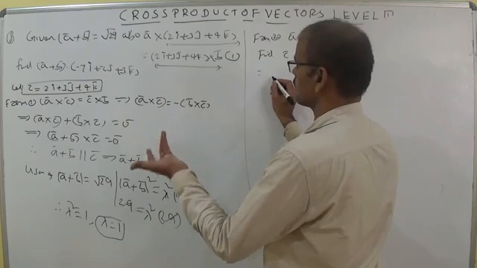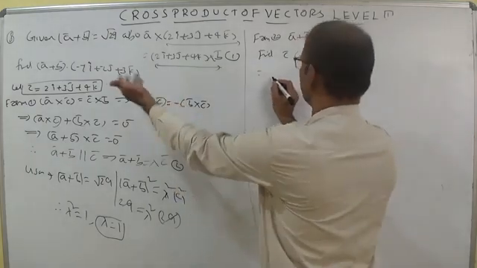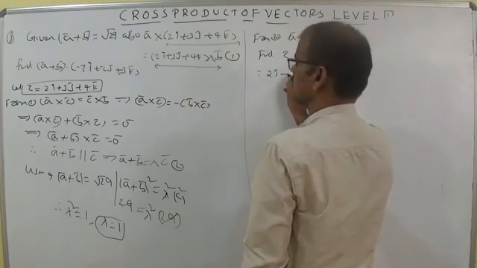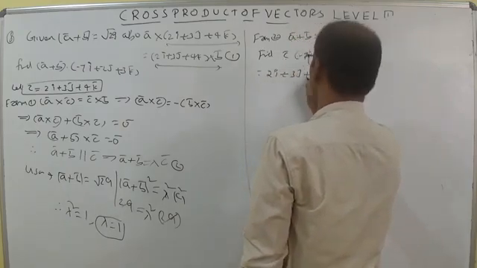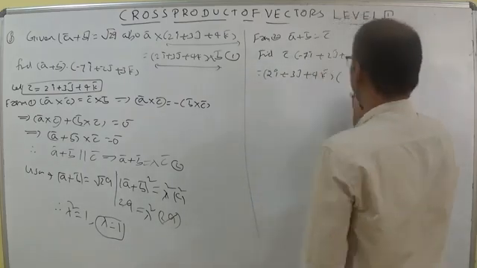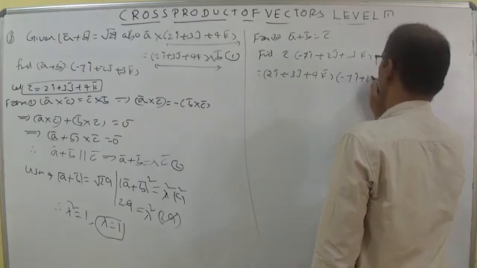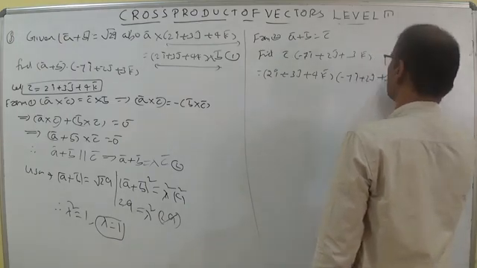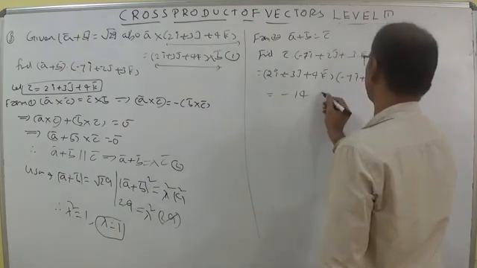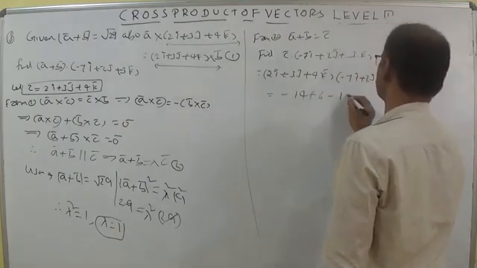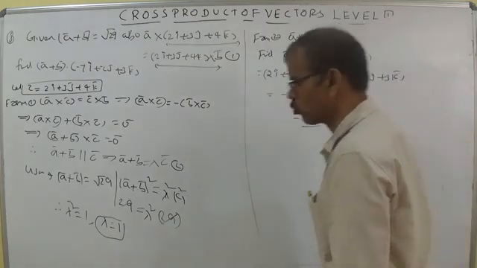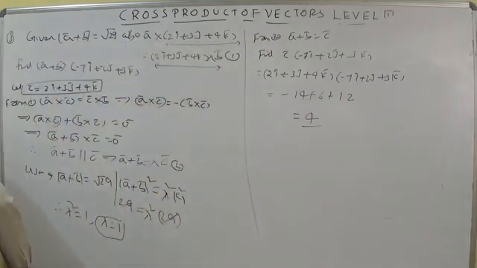So what is the value of A plus B? It is C, the value we got. So 2i plus 3j plus 4k dot the value given, minus 7i plus 2j plus 3k. Now using the concept of i dot i, we get minus 14 plus 6 plus 12. 6 plus 12 is 18, 18 minus 14 becomes 4. 4 is the right answer.